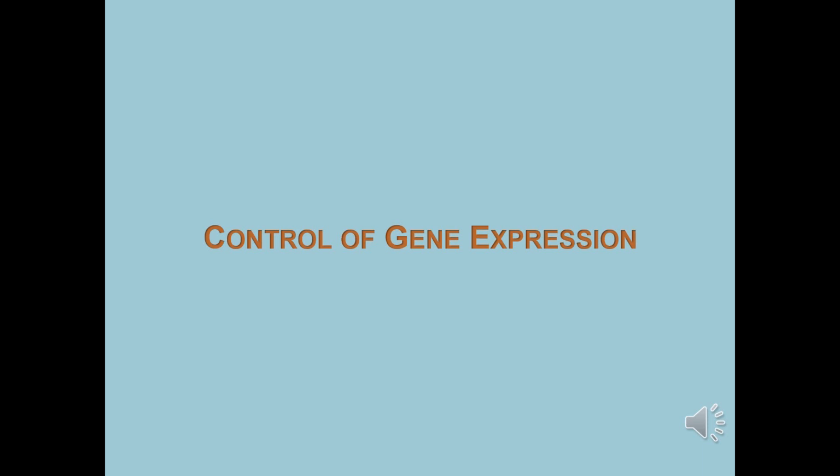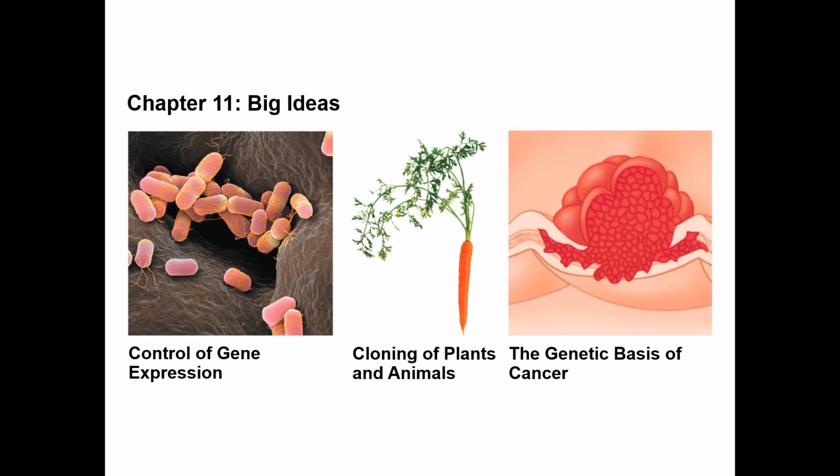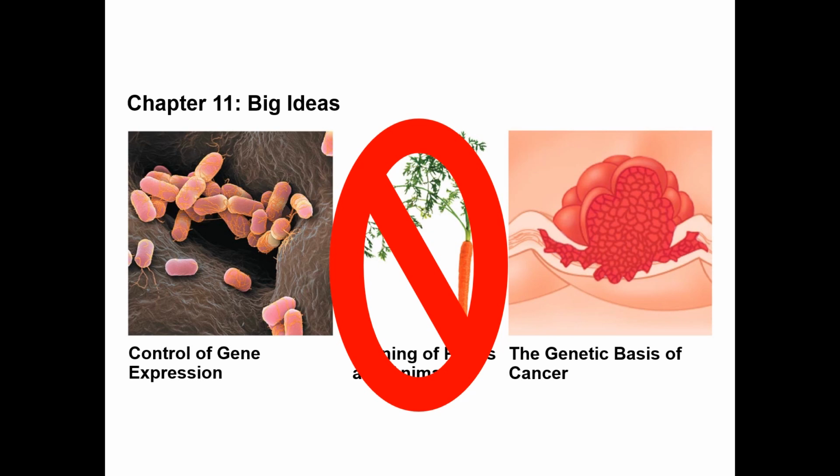Now that we've spent some time talking about basic rules of inheritance, we're going to spend a little bit going over how gene expression itself is controlled. This is generally split into three major topics: the control of gene expression, biotechnology or the cloning of plants and animals, and the genetic basis of cancer. In the interest of time, we're not going to spend much on biotech itself. If you're interested in biotechnology, there are courses specifically in this topic that you might want to take.